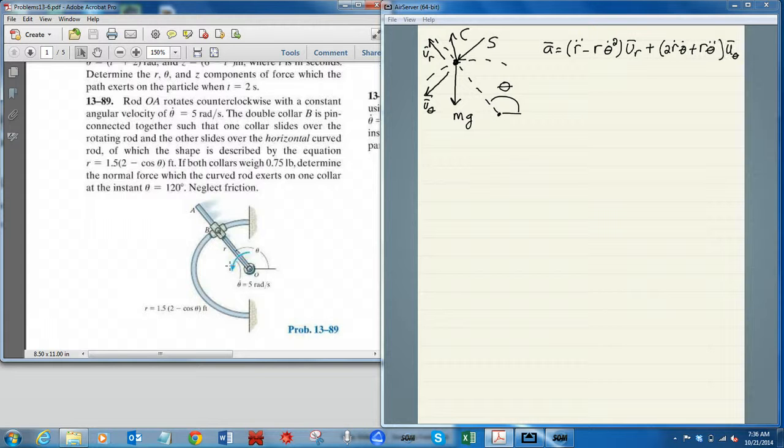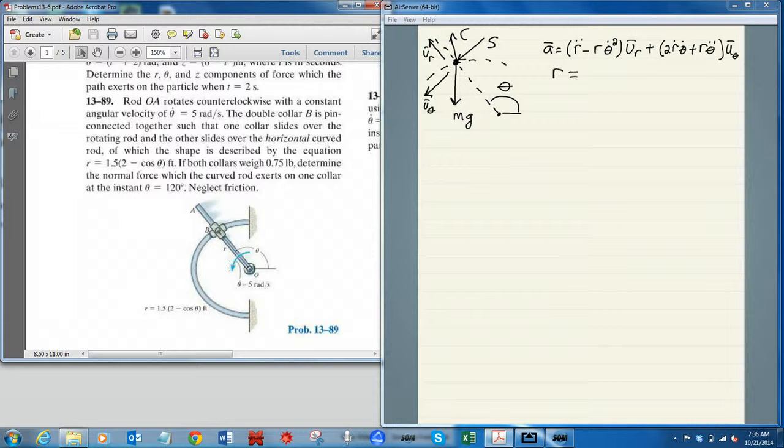Okay, so for this formula, I am given theta, given theta dot, and I'm given theta double dot. So that's not a problem. What I need to find, though, are the R's, the R dots and the R double dots. Okay, so they give me a formula for the R.